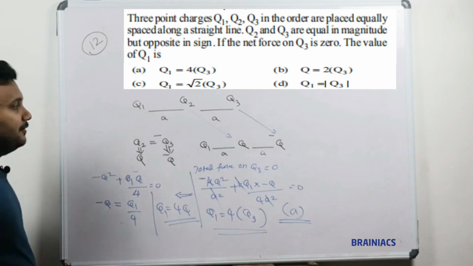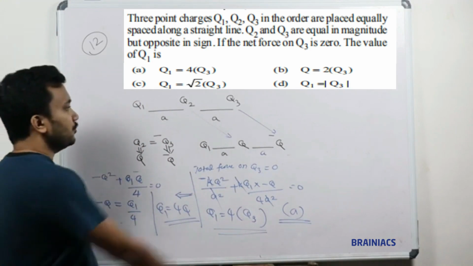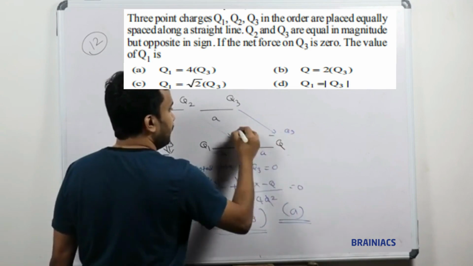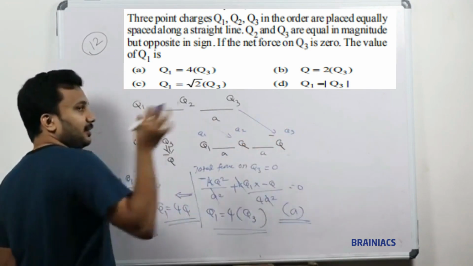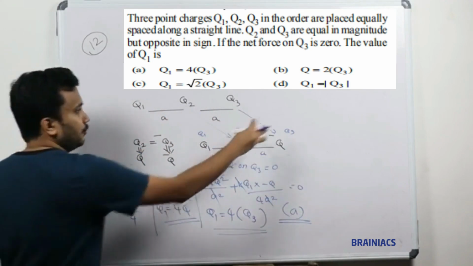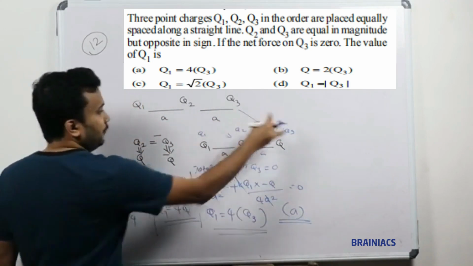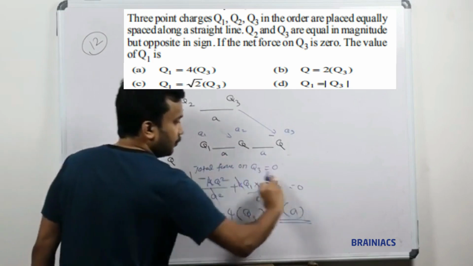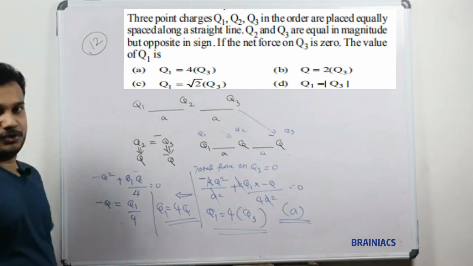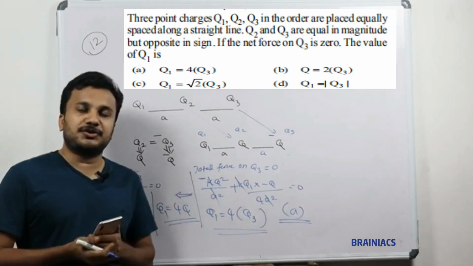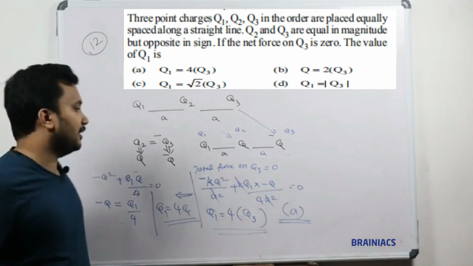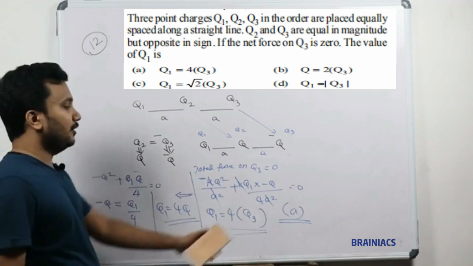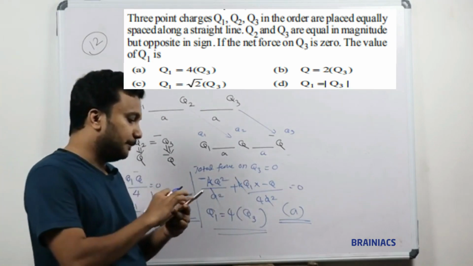If the total force on the body is equal to 0, this is our body called Q3, this is our body called Q2, this is our body called Q1. So we are calculating the total force on Q3. The force due to Q2 we have written, the force due to Q1 we have written. All forces we are adding and equating to 0. That is the condition given in the question. We obeyed that condition, applied it, and got the final answer as option A.